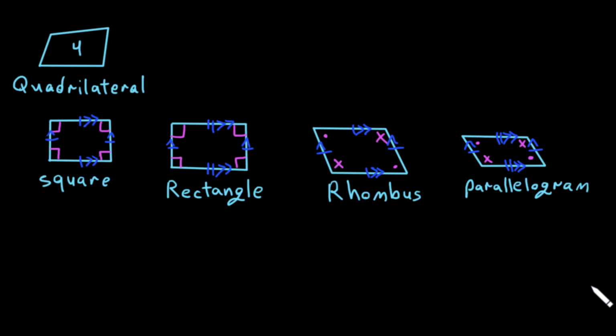Let's go down. Another shape is a trapezoid. It looks like this. A trapezoid has a pair of parallel sides. For example, if this side is parallel to this side, this is called a trapezoid.